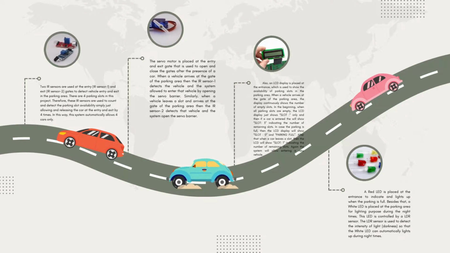When a vehicle arrives at the gate of the parking area, the IR sensor 1 detects the vehicle and the system allows that vehicle to enter by opening the servo barrier. Similarly, when a vehicle leaves a slot and arrives at the exit gate of the parking area, the IR sensor 2 detects that vehicle and the system opens the servo barrier.